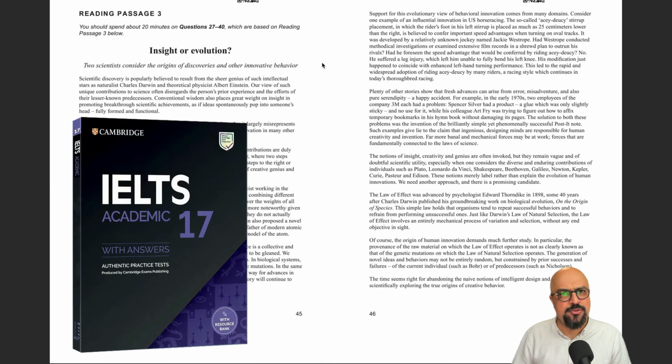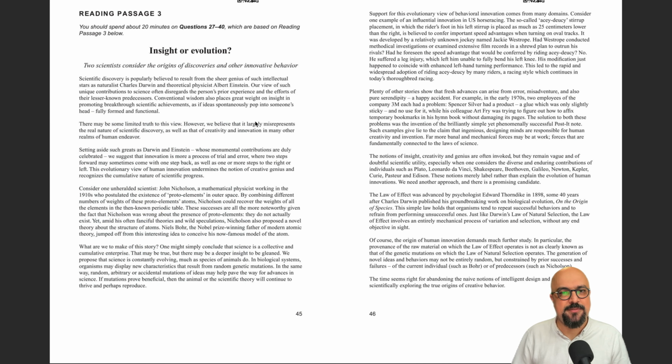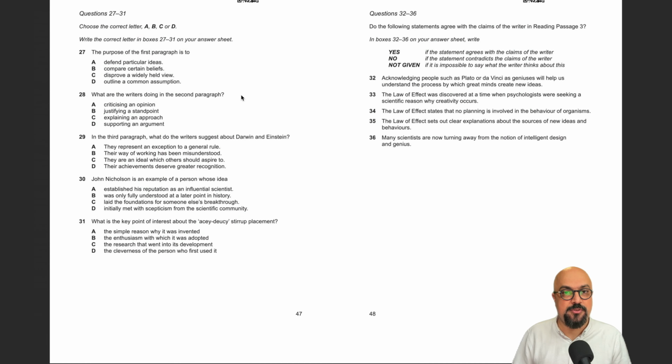And if you have the IELTS Cambridge books, go to Cambridge 17, Test 2, Passage 3. The passage I've selected is on pages 45 and 46 of the book. So let's get started. Well, the first thing is, of course, this is a common mistake. Some people go to the questions first, but don't do that.